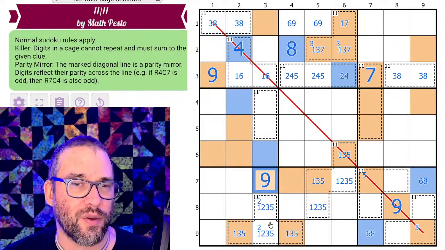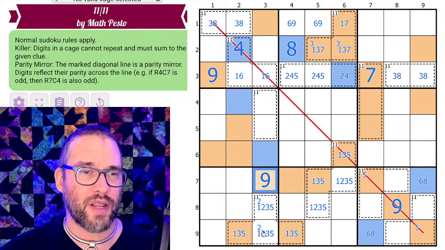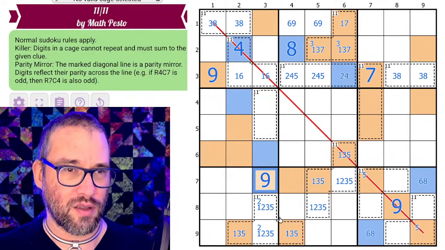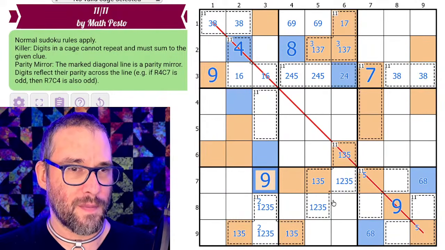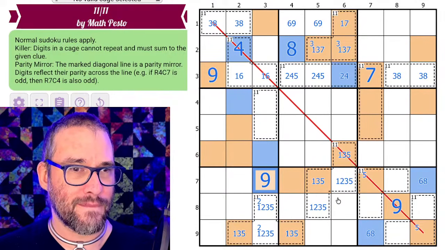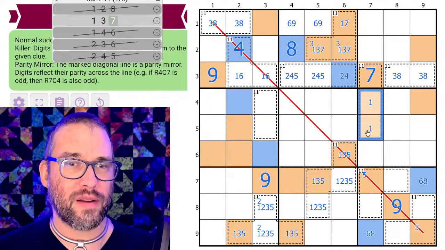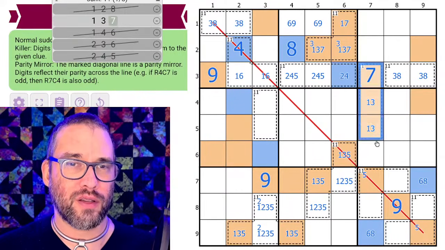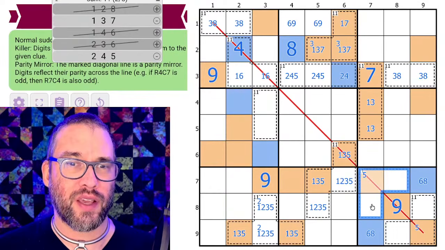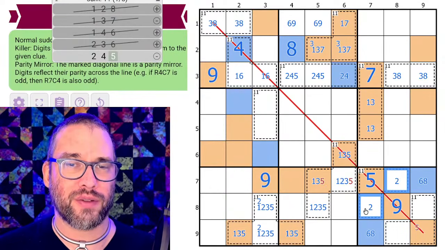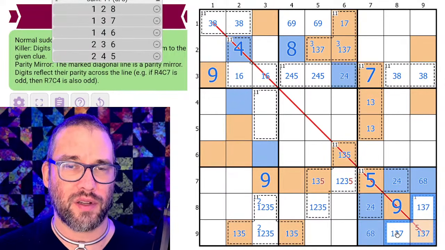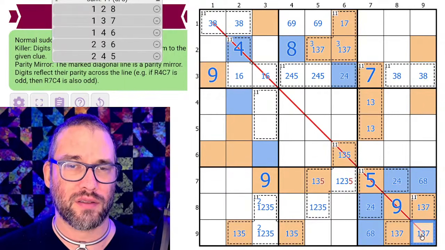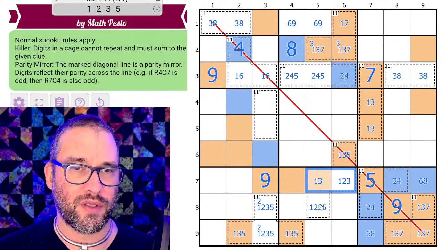Yeah, this is the only place for 9 in column 3. Right. So this isn't the 1-3-7 cage. That's a 5. These are a 2-4 and are even. These are 1-3-7 and are all odd. See, no 5 in these cells.